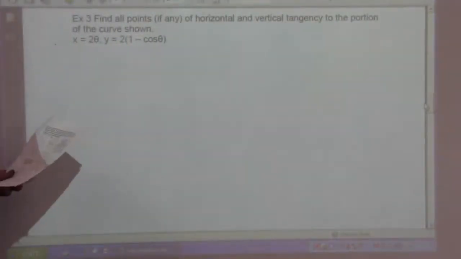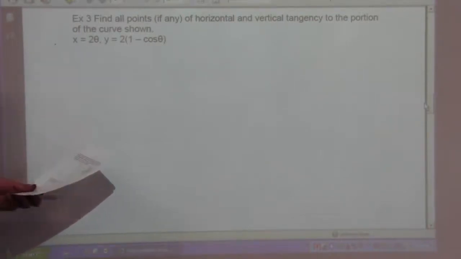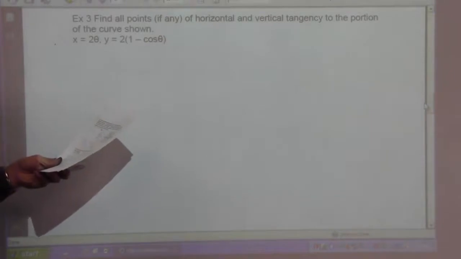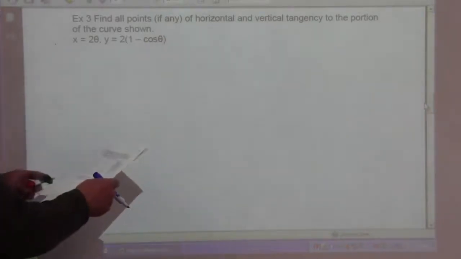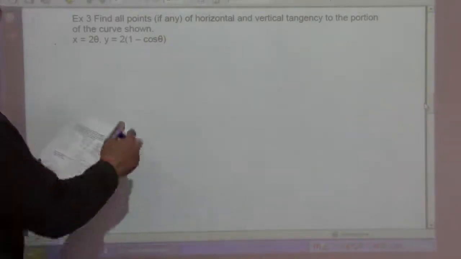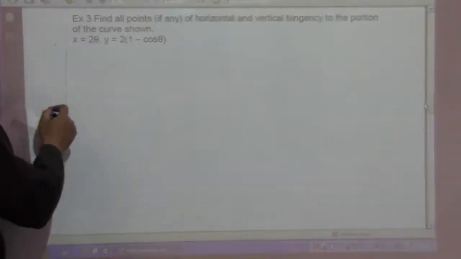It says find all points, if any, of horizontal and vertical tangency to the portion of the curve shown. x equals 2 theta, y equals 2 times 1 minus cosine theta. The curve looks something like this.